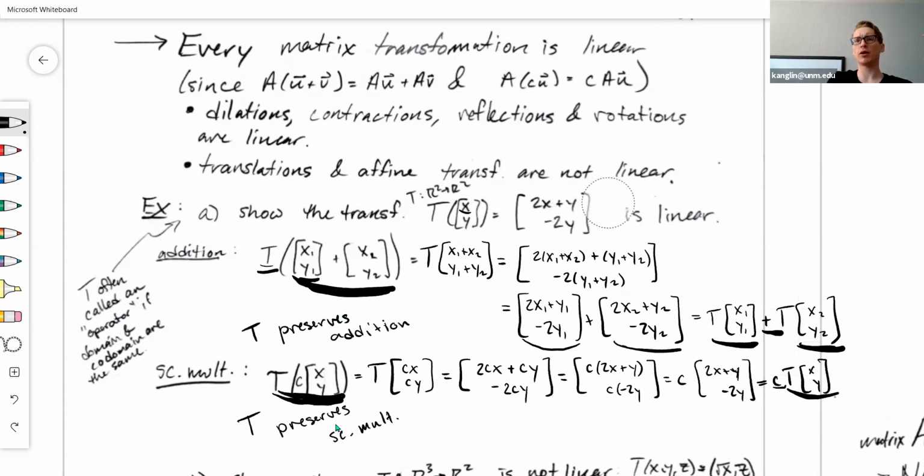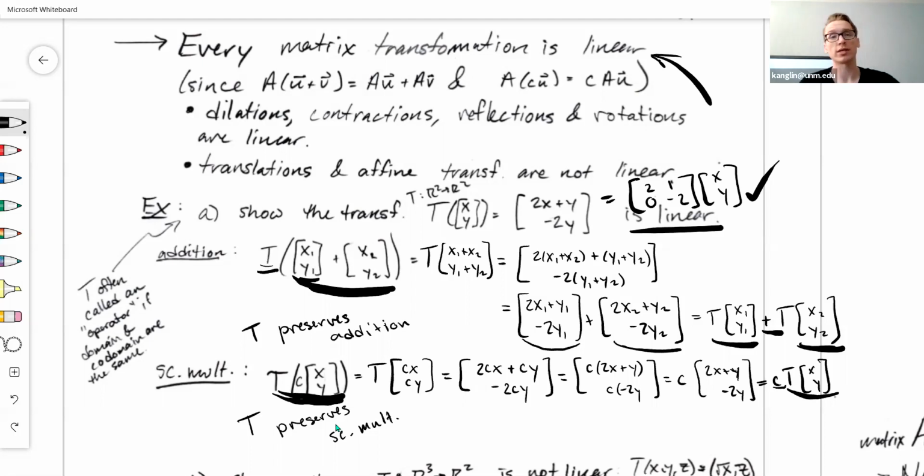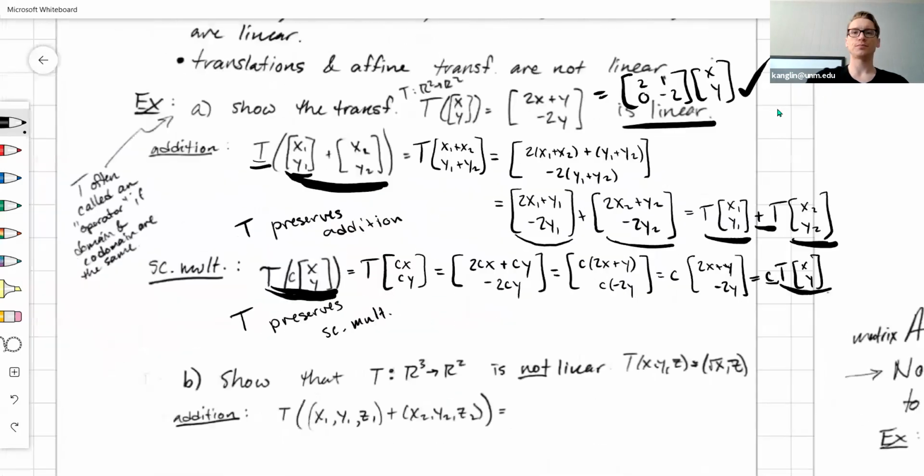Now, what was the quicker way probably to show that this is linear? Notice I could write this as the matrix 2, 1, 0, negative 2 times x, y. You can check that this matrix representation does work, but that shows that T is really a matrix transformation, which implies that it's linear already. So that would have checked us off that this is linear in one really quick step. Showing that T preserves addition and preserves scalar multiplication is an important thing to be able to do, but in this case, maybe there was a shortcut we could have taken as well.